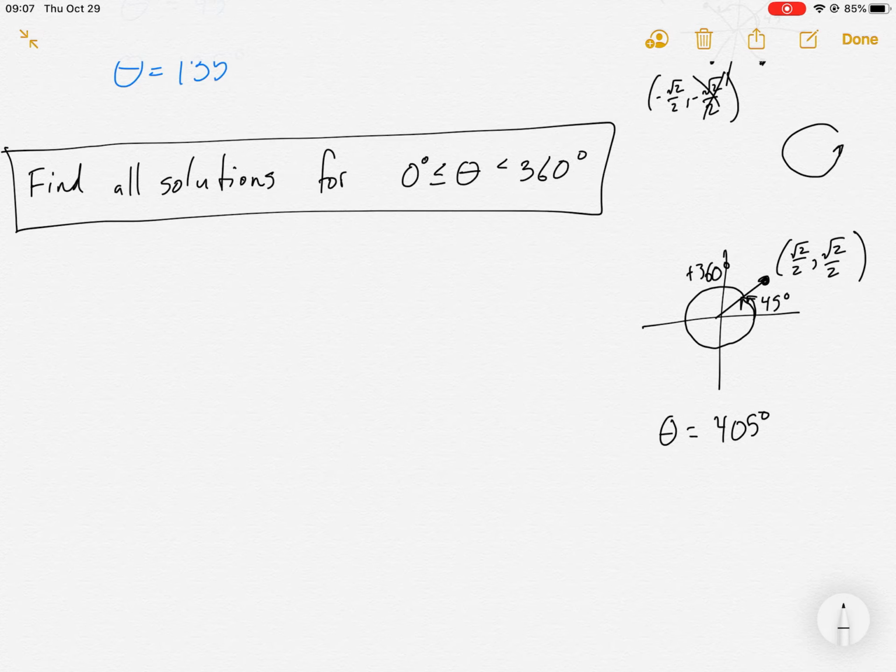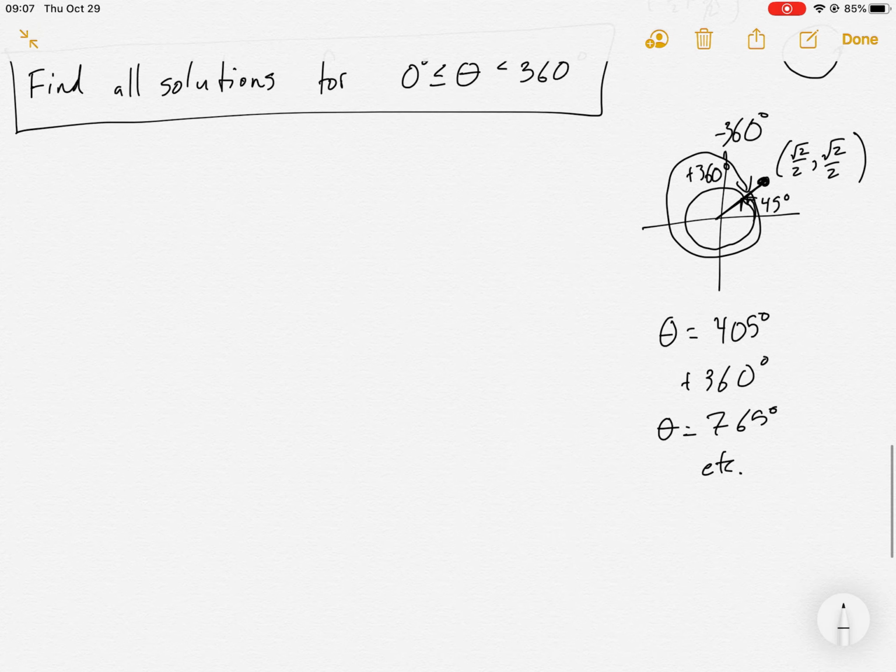Since I did it once, I could actually keep doing it. So this would give me another one, etc. Additionally, instead of going in the positive direction, I could go the opposite way. I could subtract a 360. So I could go up to 45, and then I could come around this way and get 45 minus 360. And I could keep doing that.